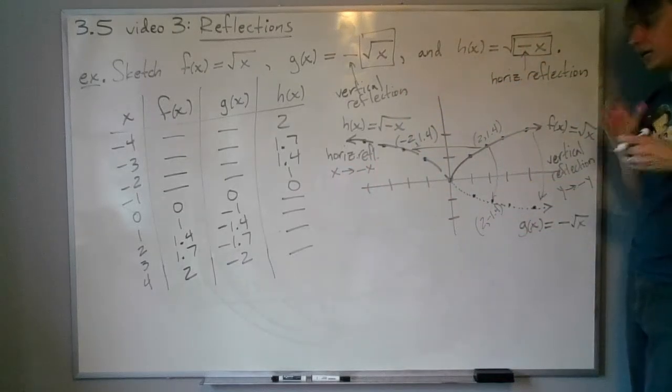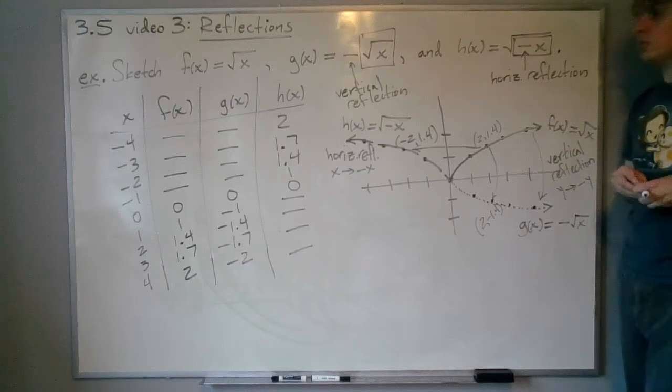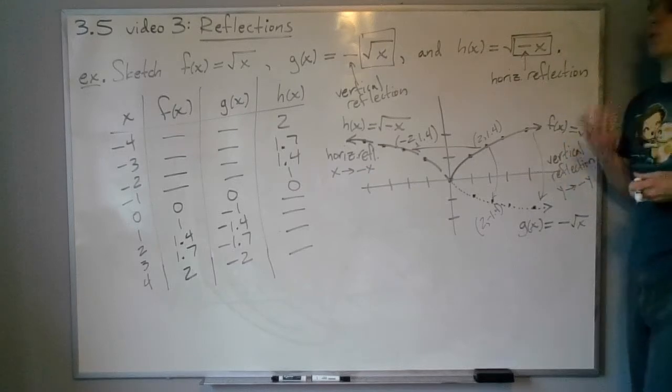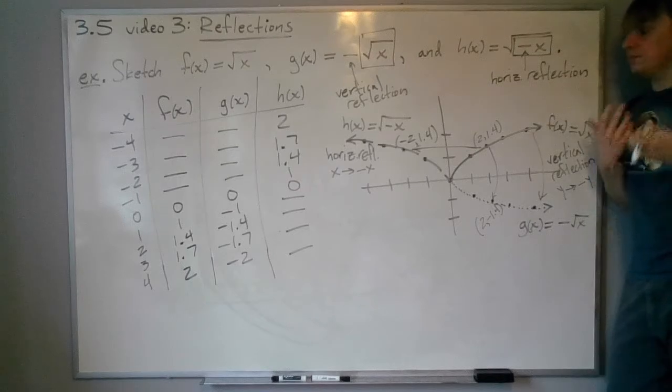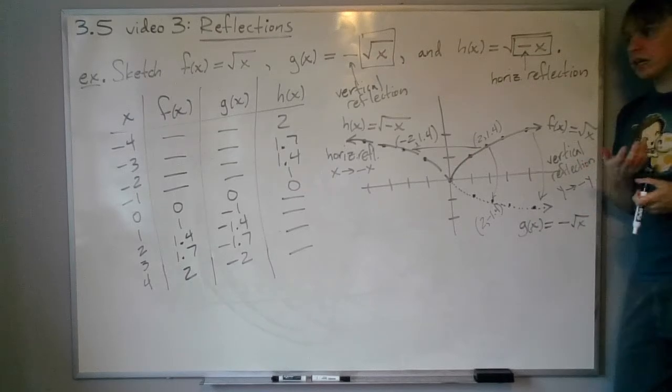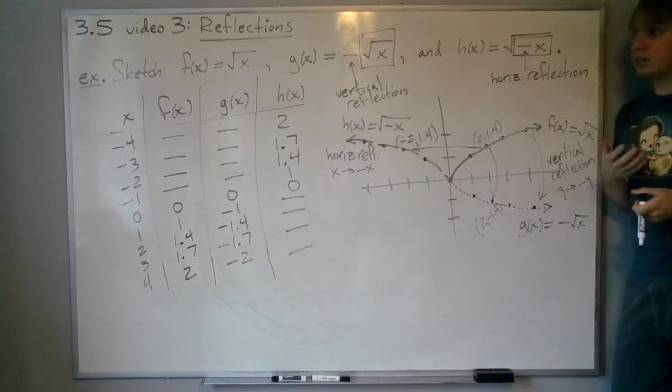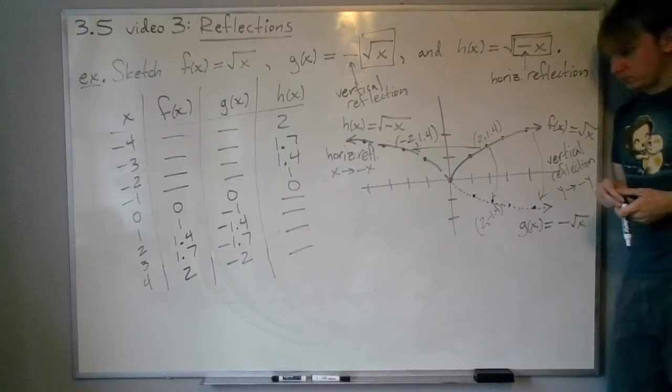Okay, so again, same story as the previous material where we were looking at translations. Multiplying by a negative on the inside is horizontal. Multiplying by a negative on the outside is vertical.